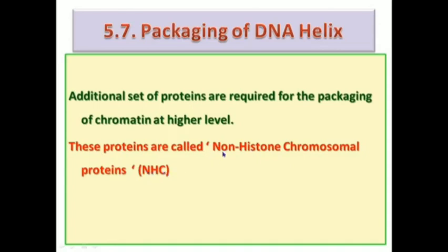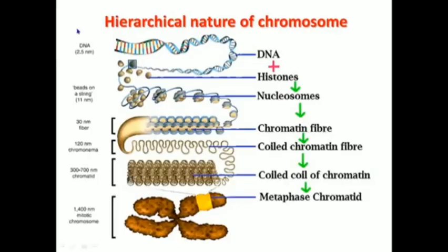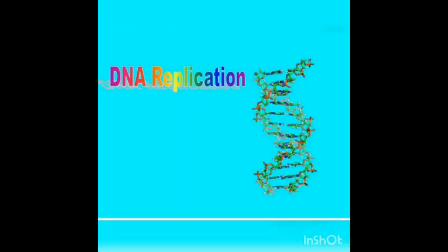In a typical nucleus, some regions of the chromatin are loosely packed and are referred to as euchromatin. The chromatin that is tightly packed is called heterochromatin. If you see the hierarchical nature of the chromosomes, the chromosome leads to DNA, which consists of histones, and histones lead to nucleosomes. Nucleosomes are connected in chromatin fibers, and this chromatin fiber forms a coiled chromatin fiber, and this coil forms a chromatin. Next we move on to DNA replication.